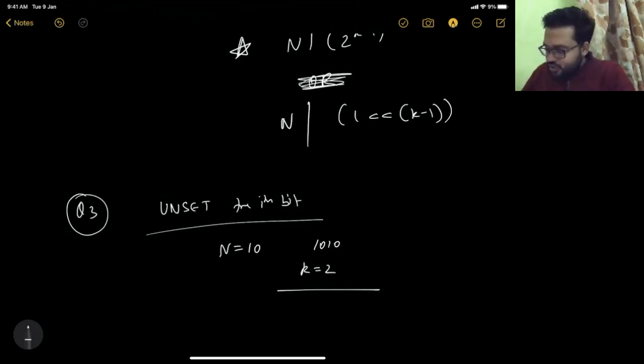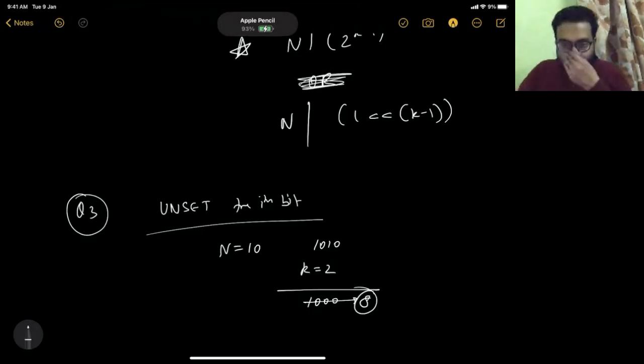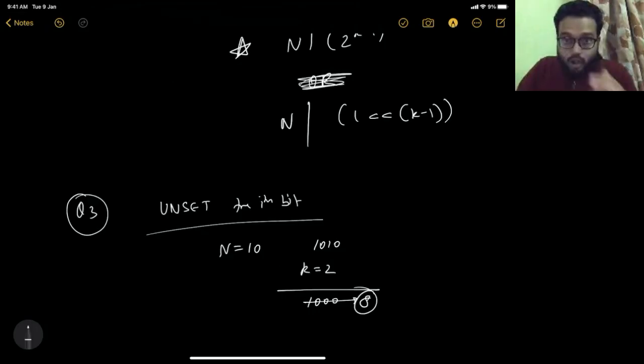Cool. Now let's move on to the fourth question of the day. And I will also add a bookmark here. The fourth question of the day is find the number of set bits. You are again given a number n, and you want to find the number of set bits.